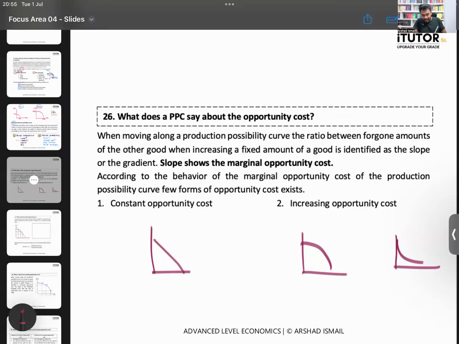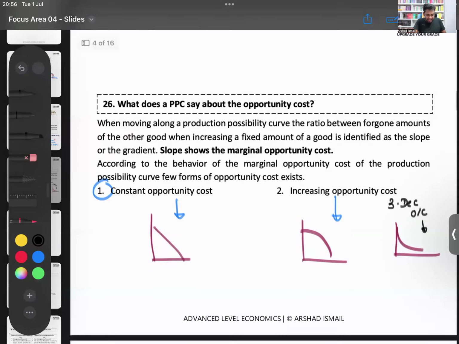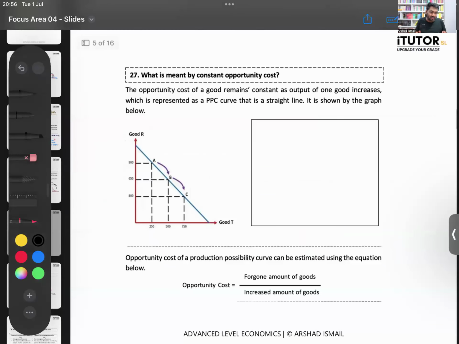If you have something called constant opportunity cost, I will go into detail, then you will have a straight line PPC. If you have increasing opportunity cost, you will have a concave PPC. And if you have decreasing opportunity cost, you will have a convex PPC. This one is not practical, so we don't discuss it much in our syllabus. So what are the reasons for constant opportunity cost? That is where you have homogeneous resources. All of that we will go into detail. So we'll start now, starting with constant opportunity cost.